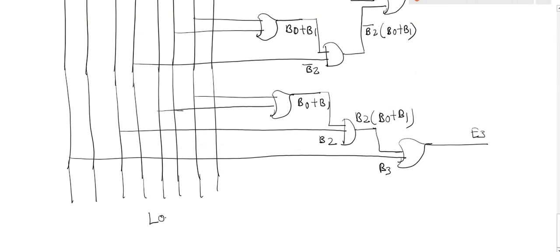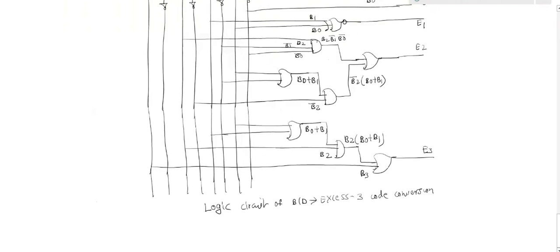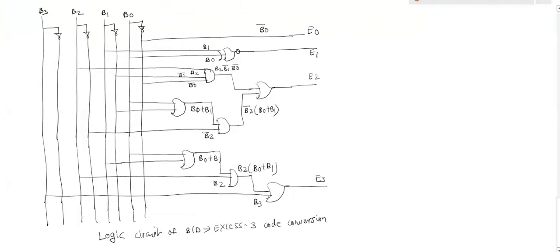This is the logic circuit of BCD to XS3 code converter. This is the logic diagram. I hope all of you have cleared the concept of how to design BCD to XS3 code conversion and how to implement that by using the different gates.